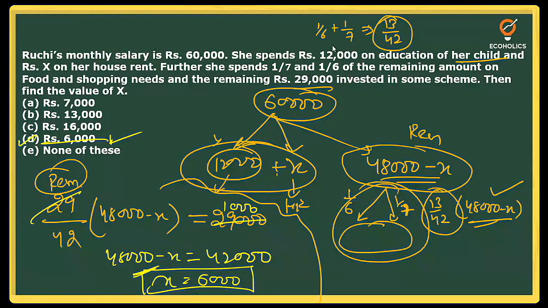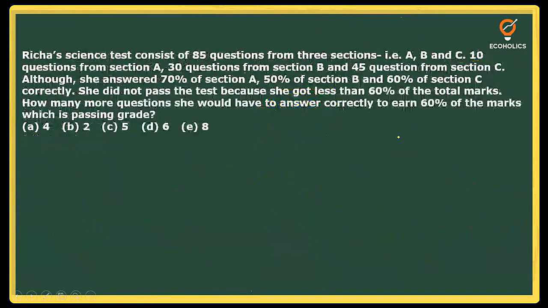Yes, Poonam, very good. 6,000 is the correct answer. Let's go for the next one.